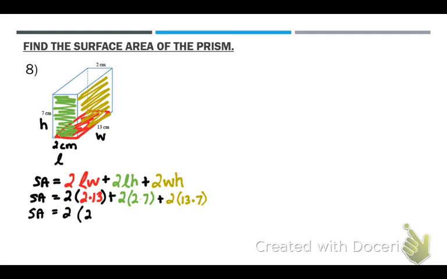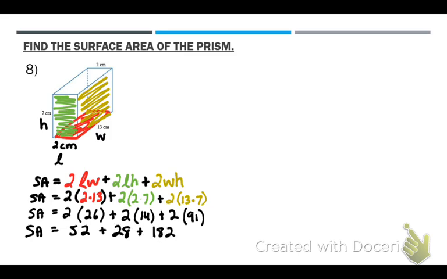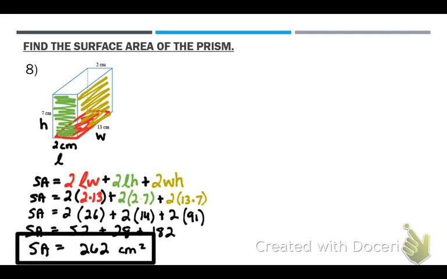2 times 13 is going to be 26, plus 2 times 7 is going to be 14, and 13 times 7 is 91. All right, pause the video, go ahead and plug these numbers in. And as you add them all up, you should hopefully have found 262 centimeters squared. Remember, in the actual test, it'll say the answer is blank square centimeters, and you would just go ahead and write 262 when you submit it on the portal.